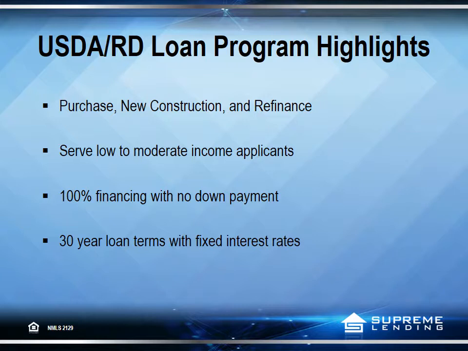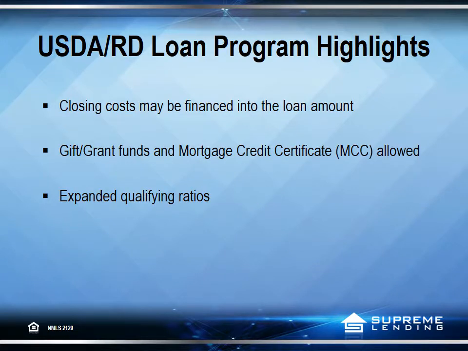The USDA Rural Development Loan Program highlights include purchases, new construction, and refinance transactions, serves low to moderate income applicants, offers 100% financing with no down payment, and offers 30-year loan terms with fixed interest rates. Closing costs may be financed into the loan amount. Gift and grant funds and mortgage credit certificates are allowed, and the loan program offers expanded qualifying ratios.